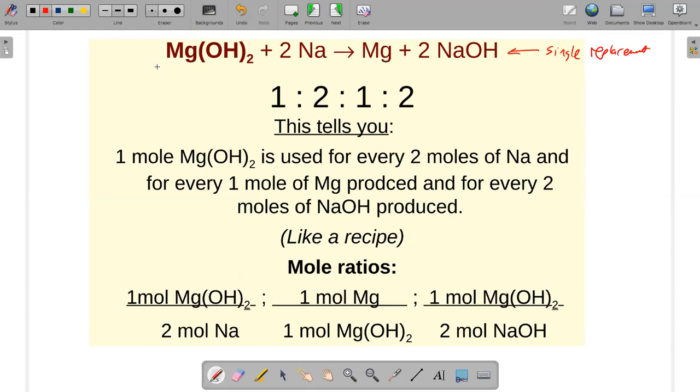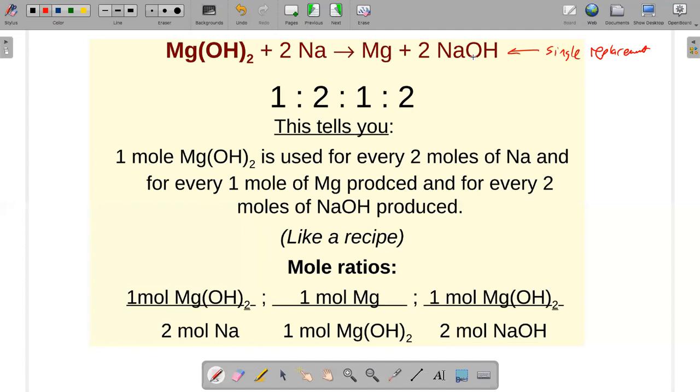So the ratio of chemicals, and we don't write the 1 because we know there's just one of them, is 1 to 2 to 1 to 2. For every 1 magnesium hydroxide, you need 2 moles of sodium. And when you have that right ratio, the equation will go to completion and you don't have any stuff left over as a reactant, and you get all the products you're looking for. It's like a recipe. You're putting different proportions of stuff together and you get the final product.